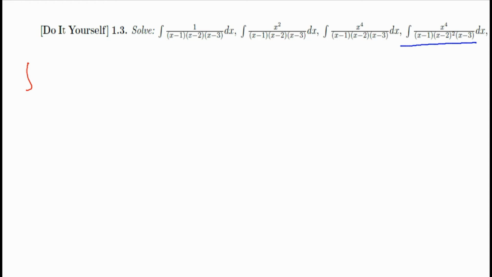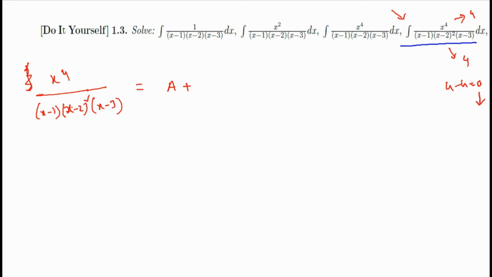Okay, I'm not writing this because it's already written here. So here the numerator is degree 4 and the denominator also has degree 4. So here you can just write x power 4, x minus 1 into x minus 2 square, and x minus 3. You can just write it as a plus, because 4 minus 4 equal to 0, that means a constant will be there.